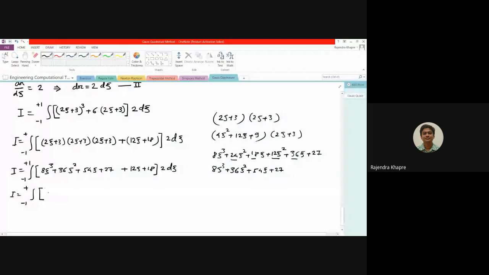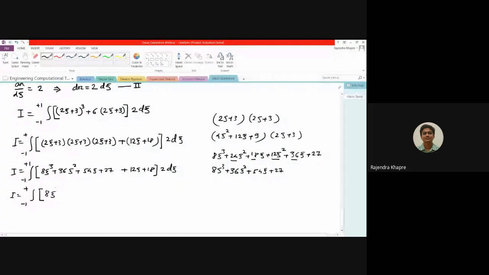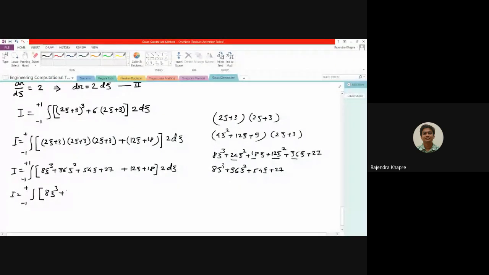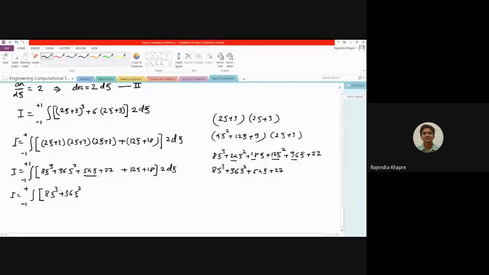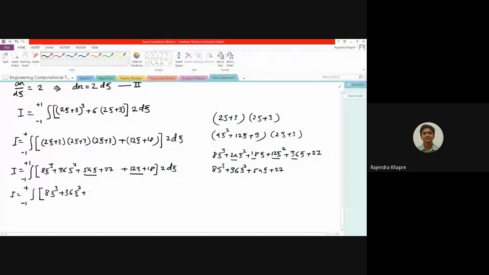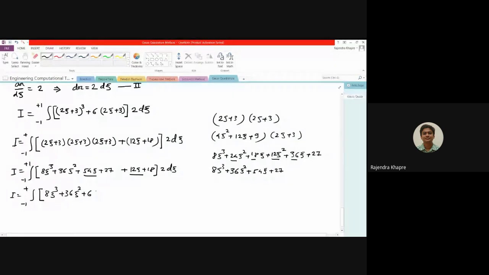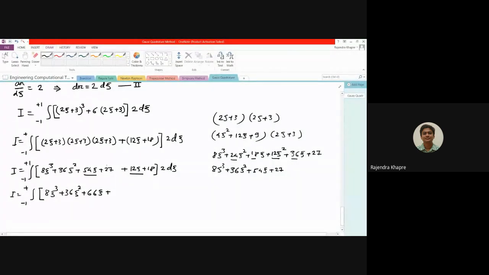Then this will be 8 times xi cube plus 36 times xi square. Then we have 54 xi plus 12 xi, so this is going to become 66, I suppose. Plus 27 and 18, that is 45. Am I right? Is it correct, student? Yes, sir.